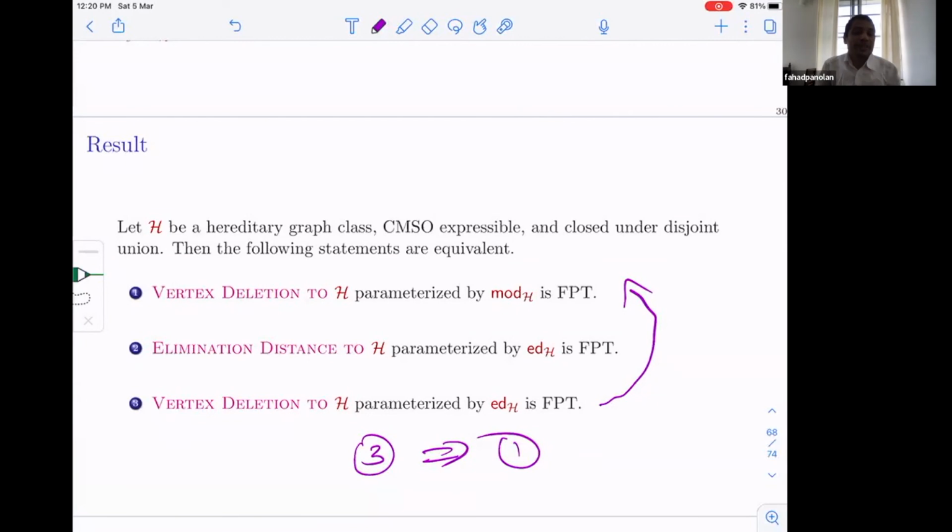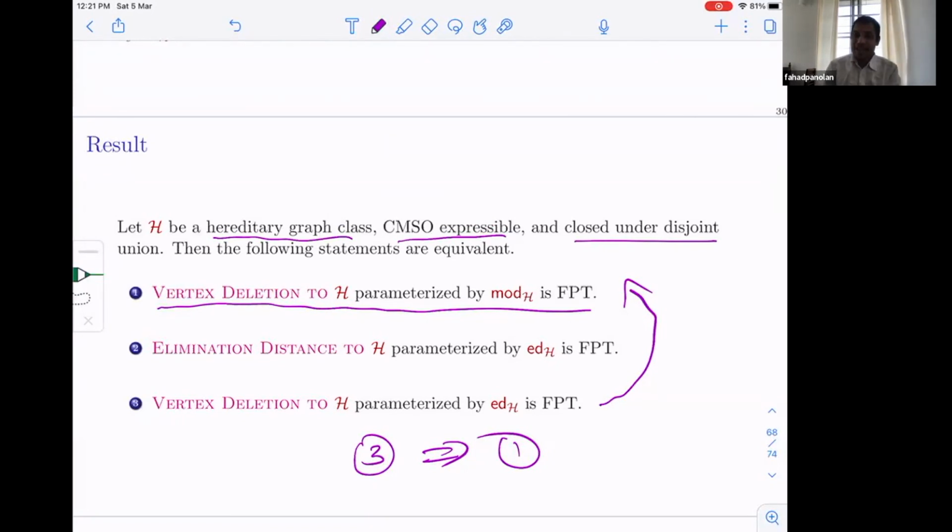Now, what is the implication of this? Suppose you want to prove that vertex deletion to a particular class of graphs is FPT parameterized by elimination distance. You probably don't even need to know the definition of elimination distance. If you are able to prove that it has these properties, and design an FPT algorithm for the plain deletion version of the problem parameterized by the solution size, you are going to get all of them.